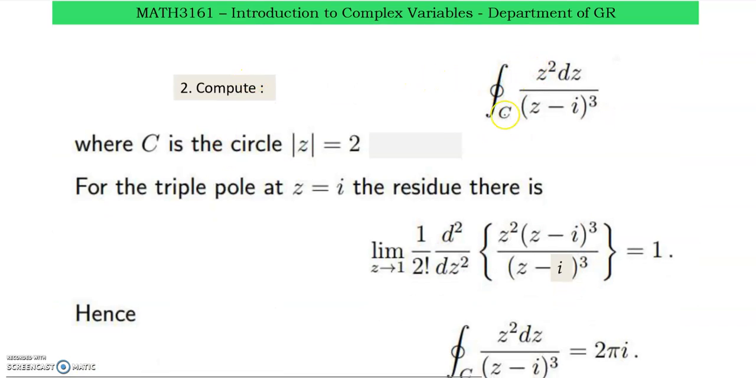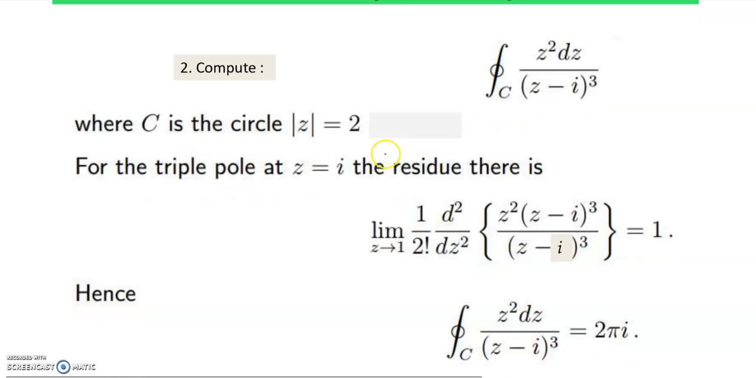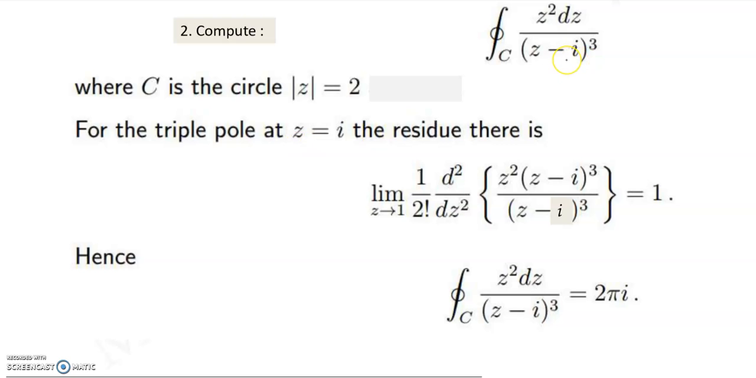Now, see the second question. We have to find this integration over C. What is C? Mod z equal to 2. Now you see here, what is the pole? Here, this is the pole or singular point we can say. z equal to i.